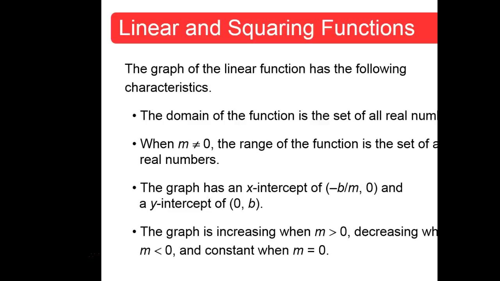Y is equal to b. That's the y-intercept, because it's the same thing all the way across. So if m is equal to 0, the range is just the value y is equal to b. But if it's not 0, then it'll be all real numbers. The graph has an x-intercept. We usually don't care, but it is minus b over m. And the y-intercept, we know that is (0, b). Now, how did they get that minus b over m?